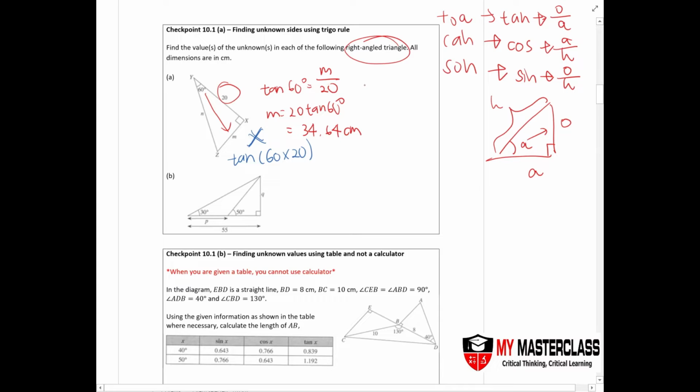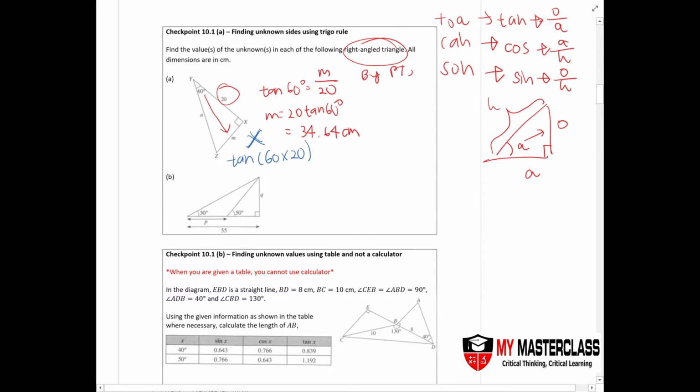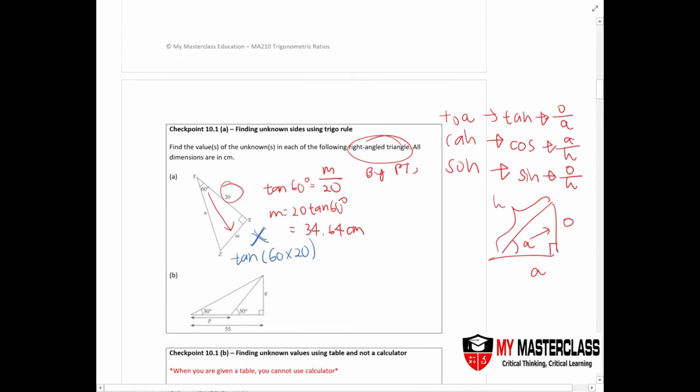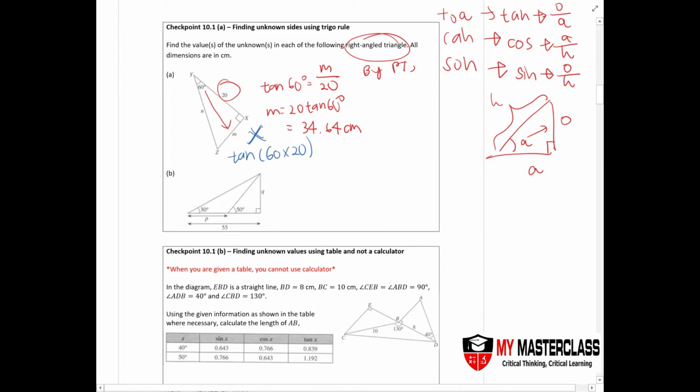After you find m, let's find n. There are actually two methods to this. You can use Pythagoras theorem or you can continue using TOA CAH SOH. Since you have already learned Pythagoras theorem, I don't think it's an issue. N squared equals 20 squared plus 34.64 squared. Do the same method, and you should get 40 cm, rejecting negative.